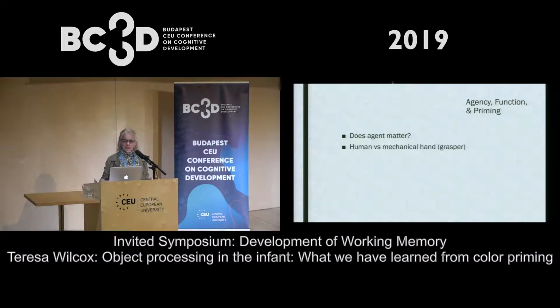So one of the questions that we asked is that, our hypothesis or our thinking is that there's something special about function, and function requires an agent, and it requires there's a causal structure to it. And we wondered, does agent really matter? So for example, there's some data that suggests that infants are more likely to expect human hands than mechanical hands to act in goal-directed intentional ways. So Amanda Woodward had a seminal study in 1998, and there's been a number of studies since then that suggest that babies are more sensitive or expect human versus mechanical hands to act in intentional goal-directed ways.